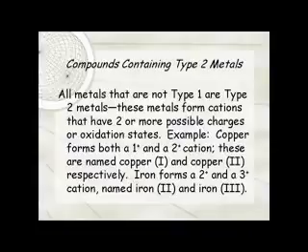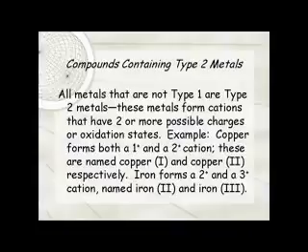For example, we have copper that forms both a 1 plus and a 2 plus cation, and these are named copper Roman numeral 1 and copper Roman numeral 2 respectively. The Roman numeral in parentheses following the element's name refers to its charge or oxidation state. Iron forms a 2 plus and a 3 plus cation. We call these iron 2 and iron 3.